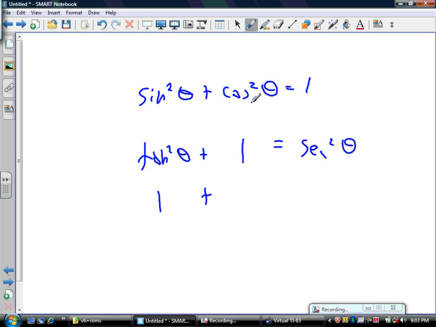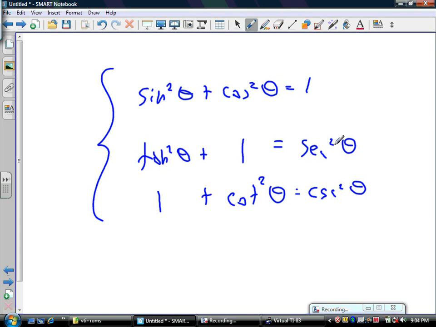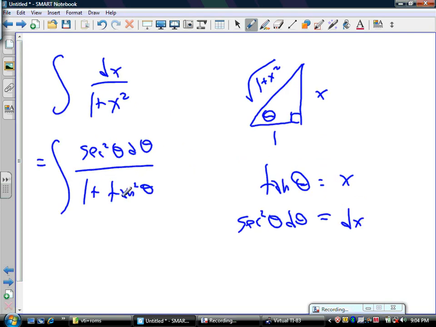Well, you know sine over cosine is tangent, so cosine over sine is 1 over tangent, but that's also known as cotangent. And the 1 over sine squared, if 1 over cosine squared is secant squared, 1 over sine squared is cosecant squared. These trig identities, the Pythagorean trig identities, come in handy. So tangent squared of theta plus 1 is the secant squared of the same theta. Tangent squared plus 1 is secant squared.